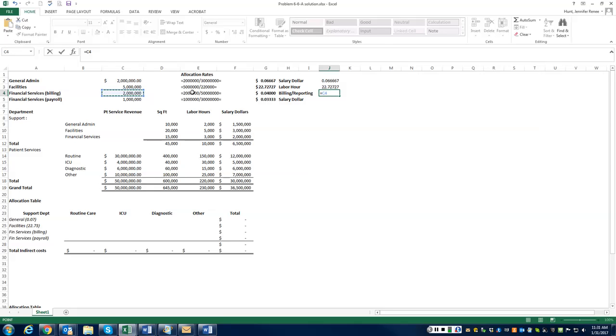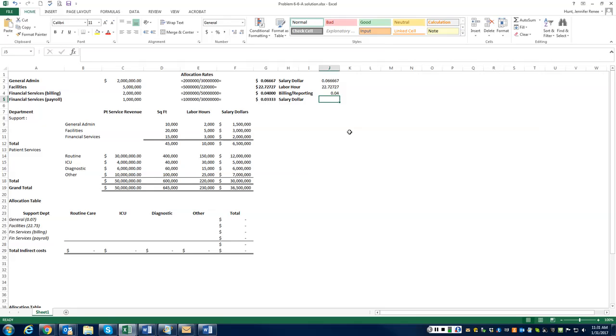So what we're going to do, same setup here, we'll take the 2 million divided by our total patient service revenue for billing, and we're going to get our allocation rate of 0.04. Again, this is the same information I have here. I'm just showing you how I set up the formulas. Now let's read the second half of that question.